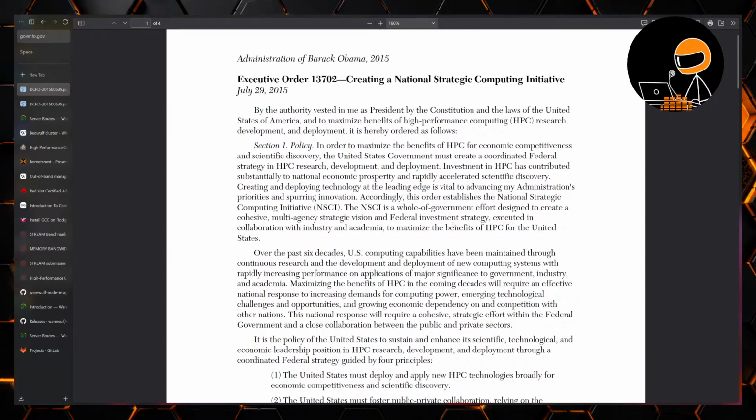The NSCI is a whole of government effort designed to create a cohesive multi-agency strategic vision and federal investment strategy executed in collaboration with industry and academia to maximize the benefits of HPC for the United States. Boy, I had to slow down.